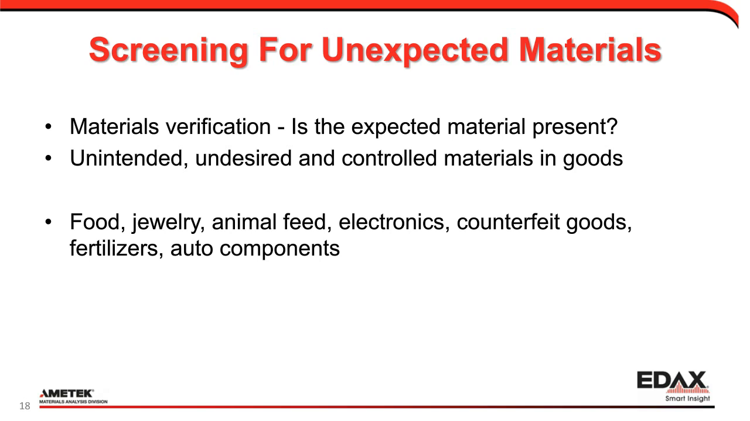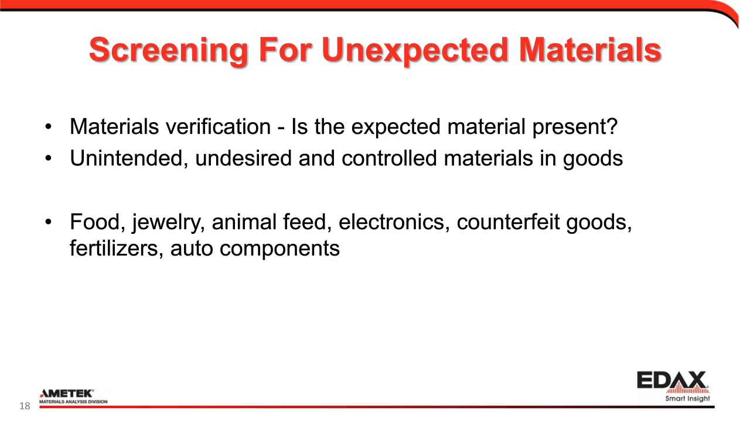So these could range from applications anywhere from food, FDA looking at packaged foods, looking at food inside of a package still. Jewelry, making sure that the expected material is there, or even a few years ago I remember seeing a thing about cadmium in some vendors' jewelry coming from overseas, so we want to make sure that that's not in there. Even animal feed, making sure that there's not materials in there that we don't expect, electronics, counterfeit goods, fertilizers, auto components, really everything that we could think of.